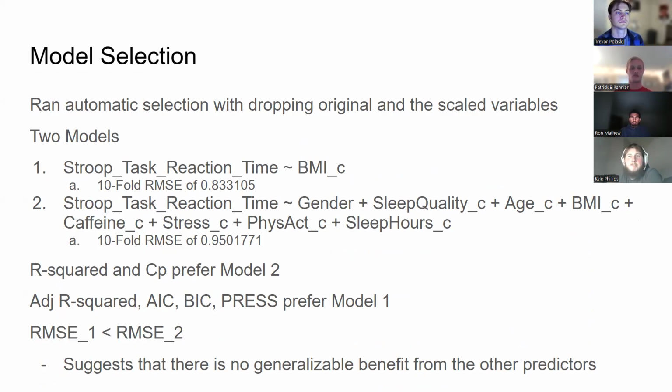R squared and Mallow's Cp preferred the full model, while adjusted R squared, AIC, BIC, and the like preferred the BMI model. I ran 10-fold cross validation. The RMSE of the BMI model was less than the RMSE of the full model, which suggests that there's no generalizable benefit from the other predictors.